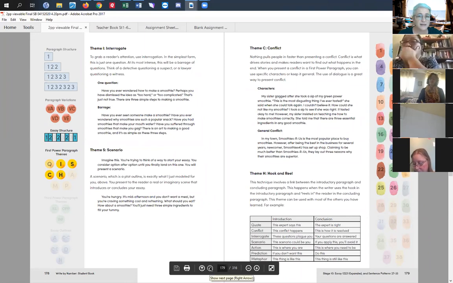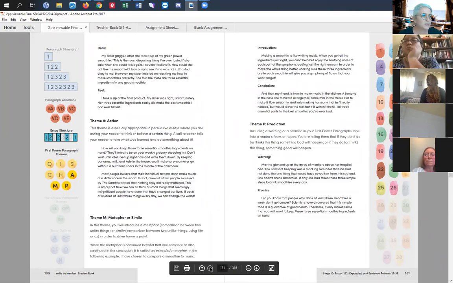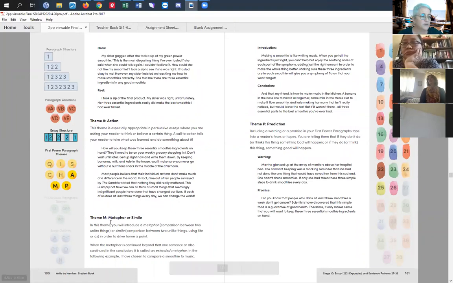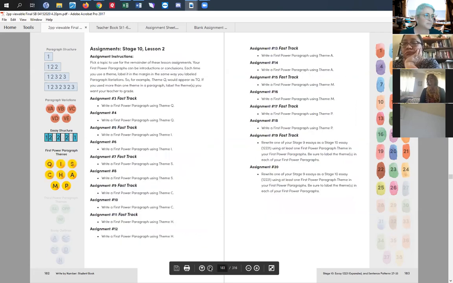This is the number one way people are using introductions and concluding paragraphs. You can see it in blog posts, newspaper articles. It's really interesting how things become more popular and go certain ways. Action, a call to action, using metaphor or simile, making a prediction, like if you don't do this, this will happen, or if you do this, this will happen. And then, of course, assignments for everything.